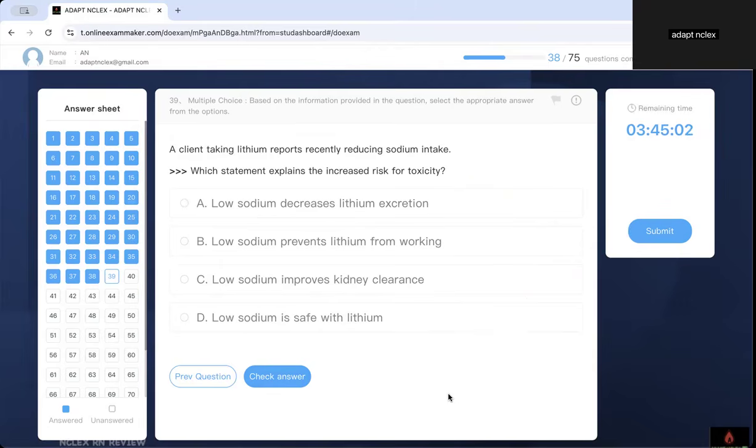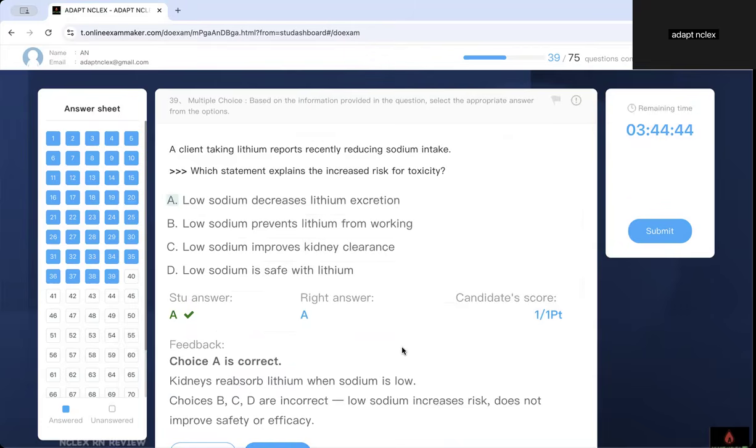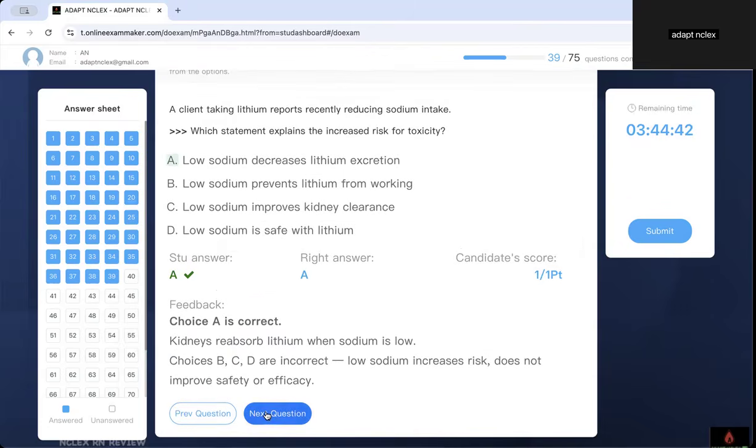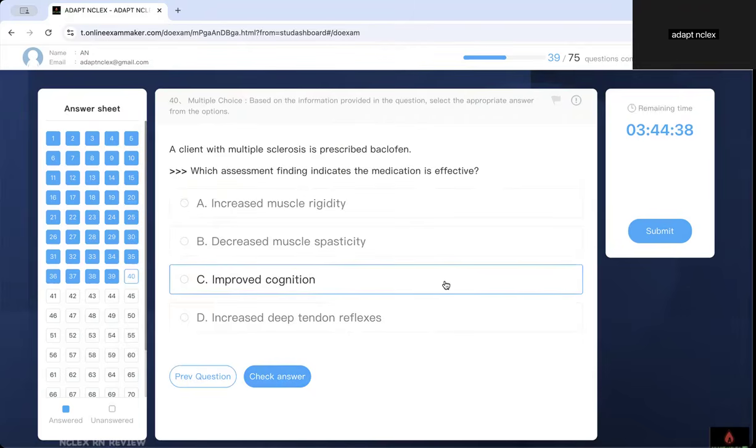If you look at the answers carefully, low sodium is safe? It's not safe. Low sodium improves kidney clearance? No. Low sodium prevents lithium from working? Well, it's going to increase it. Therefore, this one: decreased lithium excretion means increased reabsorption. And that's why it's very important. It's one of the hardest questions, but if you understand it, it's easy.